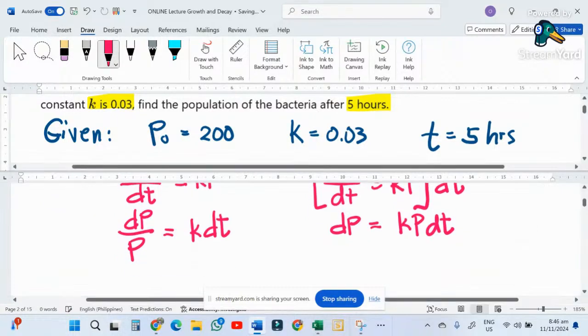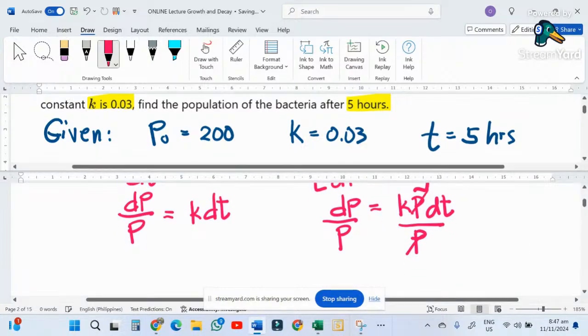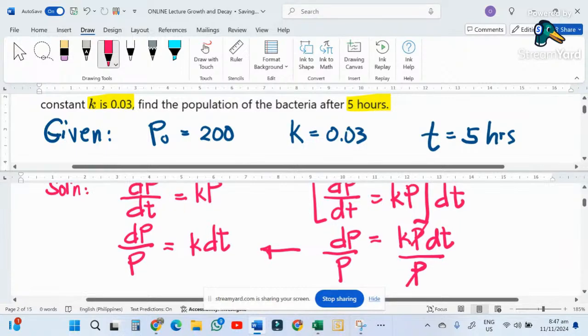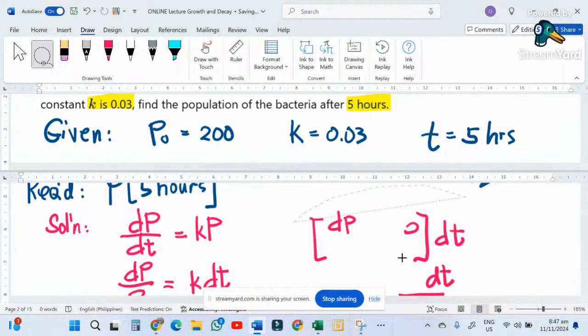Since we're going to do an integral later, we have to combine all variables together, so we divide everything by P. The P cancels out here, and you will have dP/P = k dt. All right. So let's remove all the workings here in the meantime because I'm limited with space. I want to use all this later.